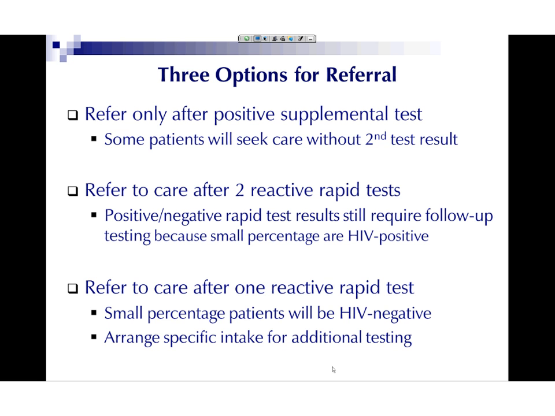And then the third option is to refer people to care after one reactive rapid HIV test result, recognizing that a small percentage of those patients will be HIV negative. It will be a false positive rapid HIV test result. But you do need to arrange with the Ryan-White program's specific intake for the people who need additional testing. That has been a request of the HRSA programs that you let people know when you're referring individuals who do need to have their confirmatory test done at the Ryan-White HIV/AIDS program.